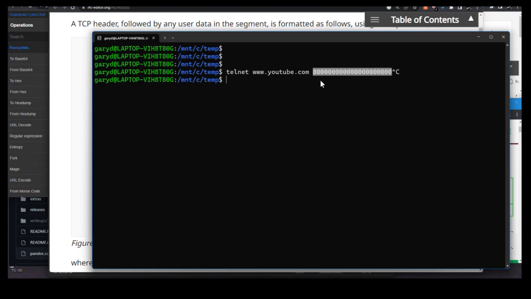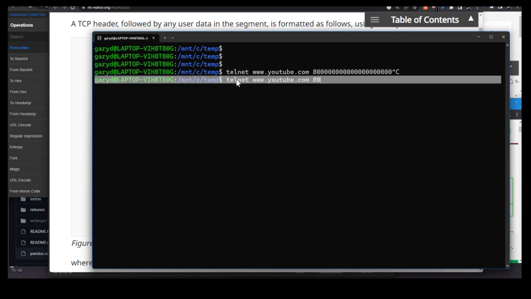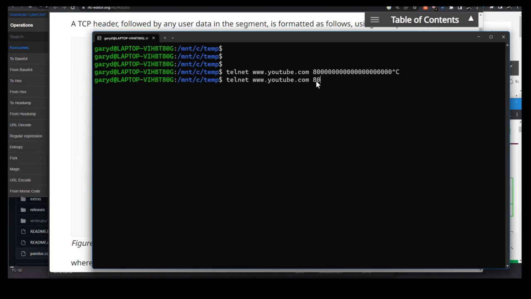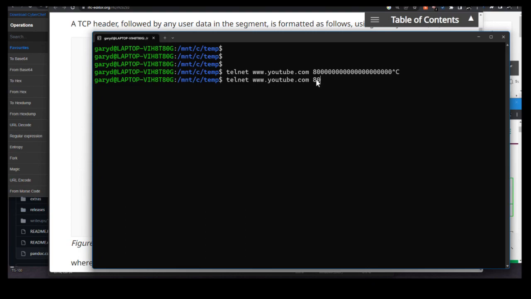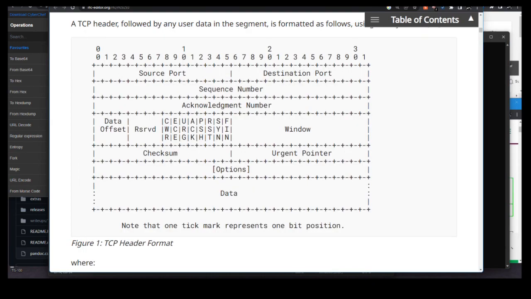This is called the destination port. We're connecting to youtube.com on destination port 80 with this low-level TCP client called Telnet. How big do you think that number could be if we started futzing with it and messing around, which wouldn't be very fruitful, by the way, probably? This is where it gets stored, okay?